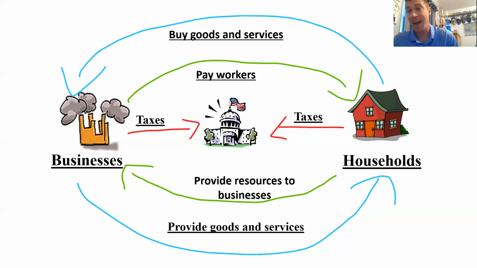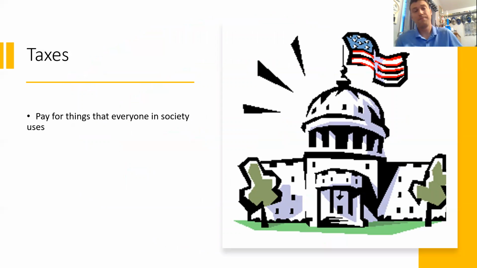Businesses have to pay taxes on the property that they own. They have to pay taxes for the employees that they hire, to contribute to healthcare and things like that. Households, your mom and dad, have to pay property taxes for the house that they have, and that money might go to, say, schools or firefighters or police officers in that area. So taxes help so that society can have different things. Taxes pay for things that everyone in society uses.